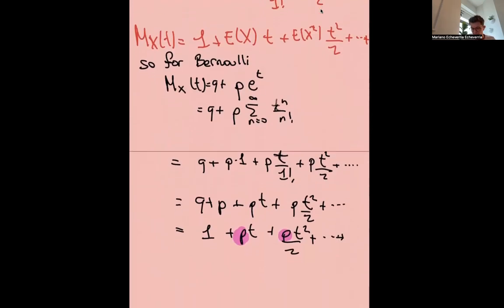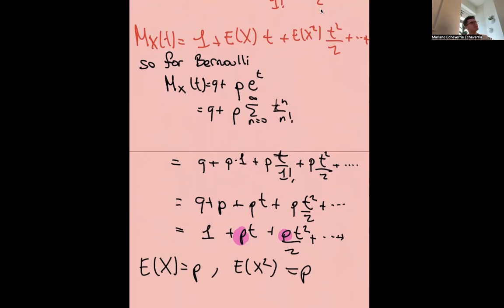So from there, you would say that for the Bernoulli random variable, the expected value is p, and the second moment is p as well. But the point here is that you're literally just reading the moments from the coefficients that appear in the power series. You didn't have to compute them separately. Is that making sense?